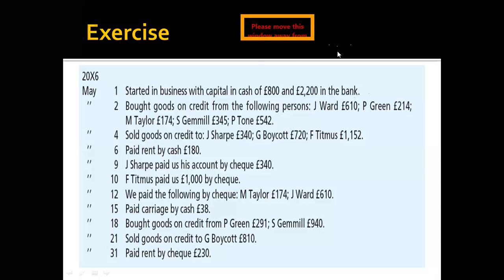Now, it says May 1 started business with capital in cash of $800 and $2,200 in the bank.